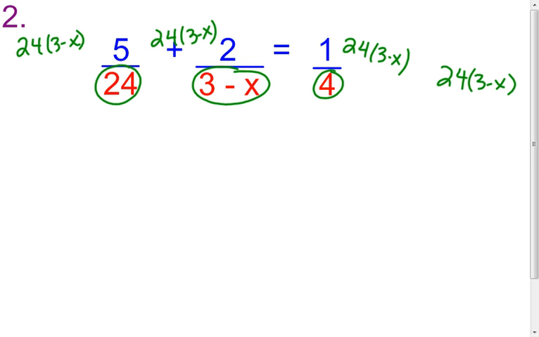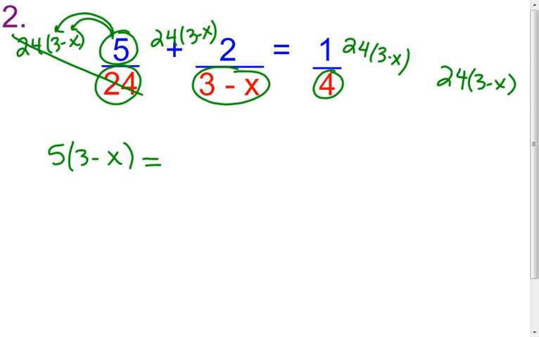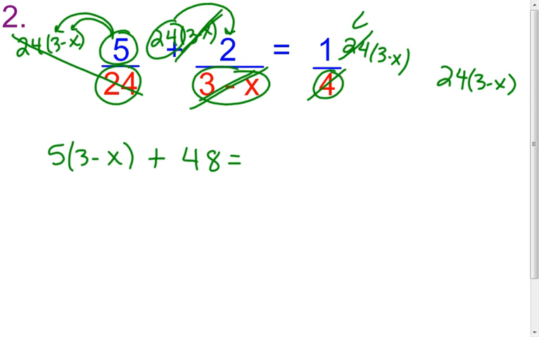Okay? So then, on this far left term, the 24's cancel, and I have 5 times that. So I have 5 times 3 minus x. In the next term, my 3 minus x's cancel, and I have 24 times 2. Whoops, not equal sign there, sorry. Plus. 24 times 2 is 48. And then on the other side, this 4 will cancel with this 24 and become 6. 1 times 6, of course, is 6. So I have 6 times 3 minus x.